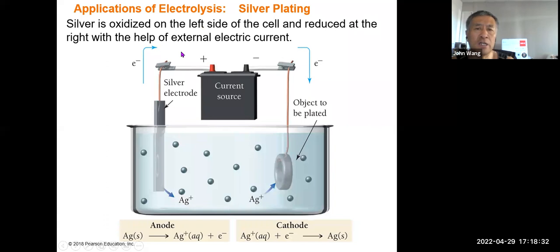Another application is the so-called plating. Some metals are very attractive, but they are very expensive, for example silver. Silver can be oxidized in this setting. We connect this silver metal to the positive end of the battery, then we connect some other metal to the negative end of the battery. Then we coat the other, cheaper metal with silver.